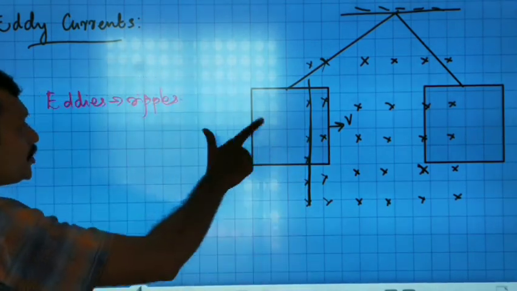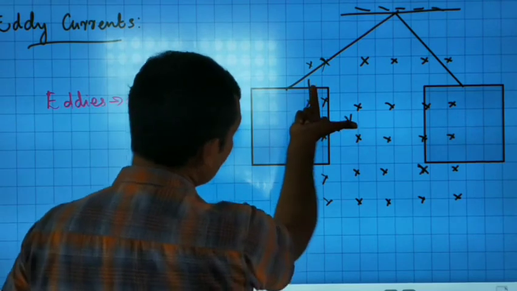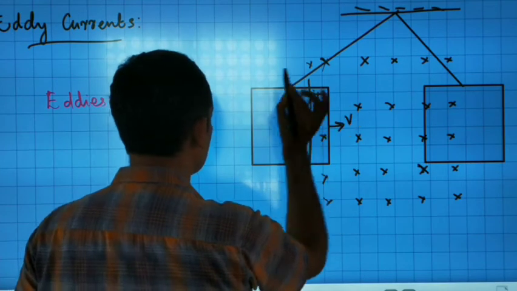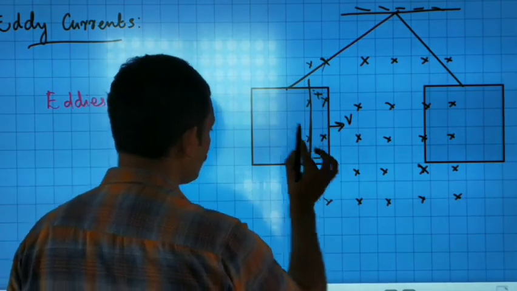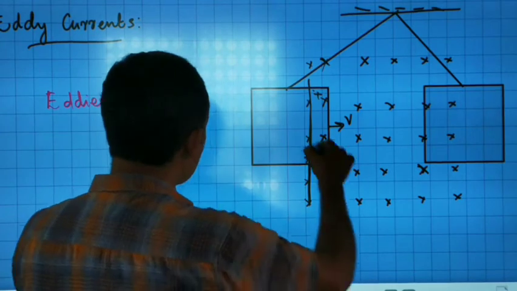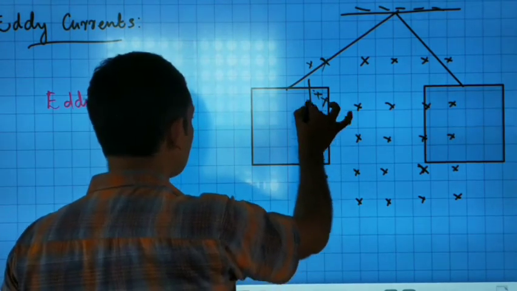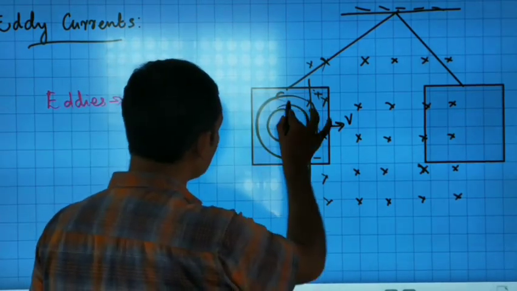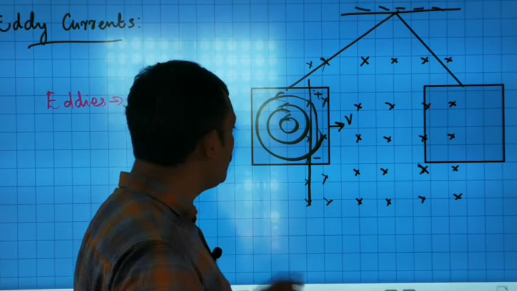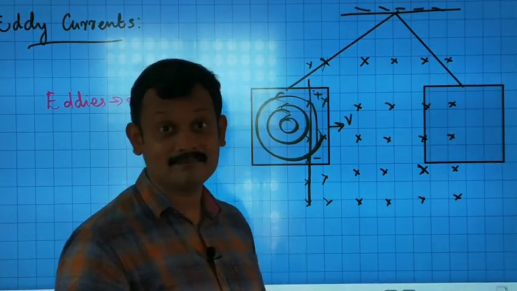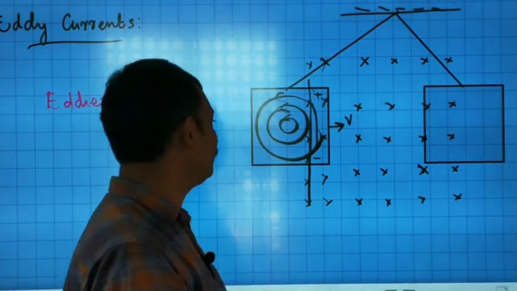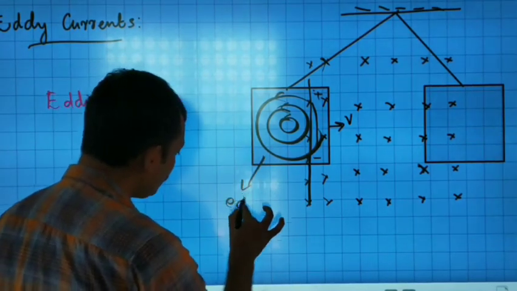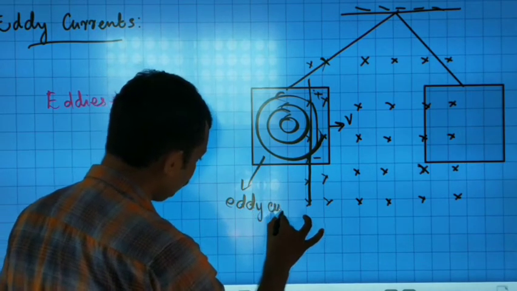Now this is moving rightwards, so the direction of the induced current here is upwards. As we said, this part will behave like a cell with a positive terminal, and this is the negative terminal. As a result of developing a current here, this current will circulate in this path, like this. If you look at this, it resembles ripples in water, and this kind of currents are called eddy currents.